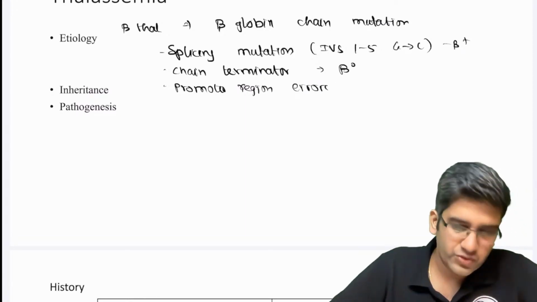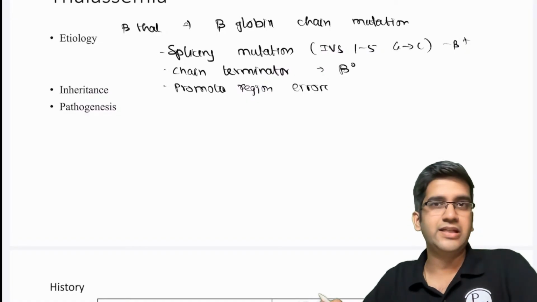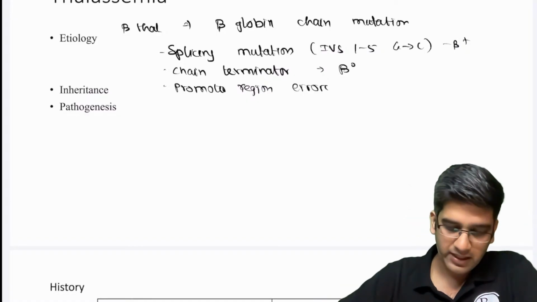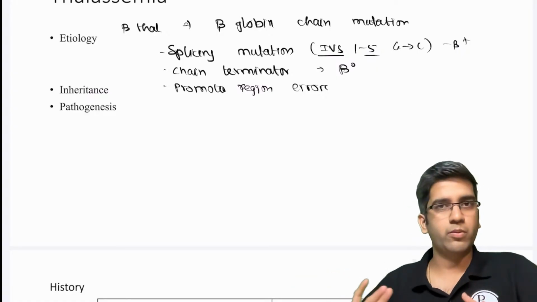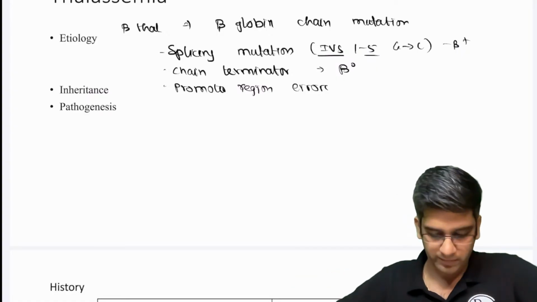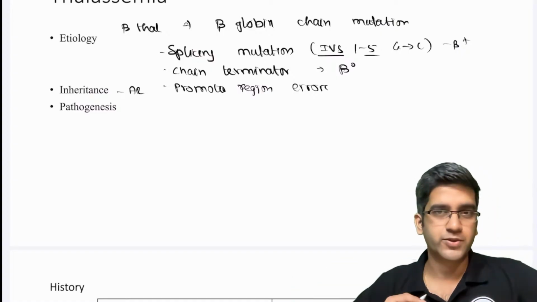Okay, so these are three mutations mentioned in Robbins. I want you to write all three because it is important for us at least to have the name. If you can write IVS 1-5 G to C as well, right? That's a problem. It's a beta globin synthesis problem. That's all, right? Inheritance is autosomal recessive and it's an intracorpuscular defect, right?